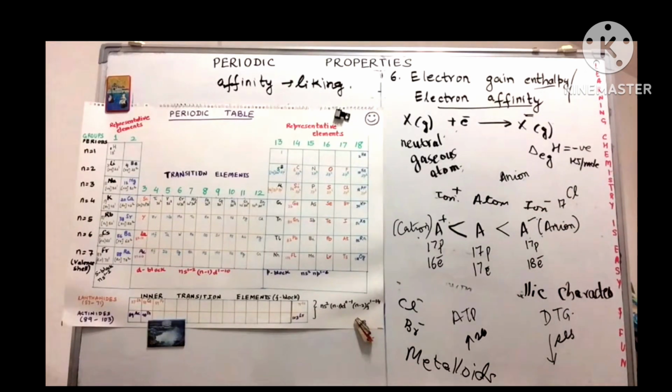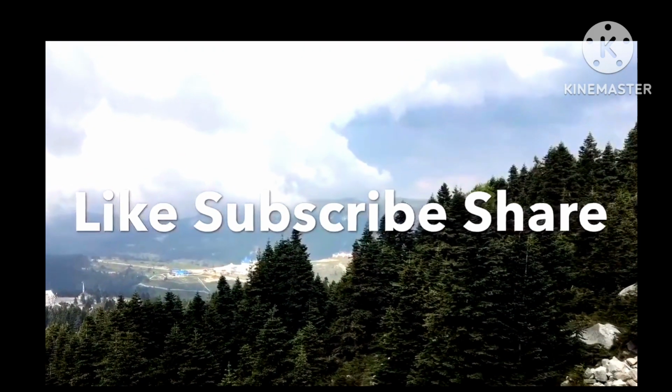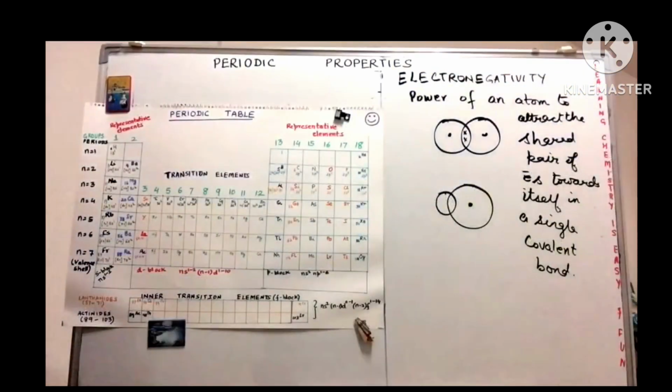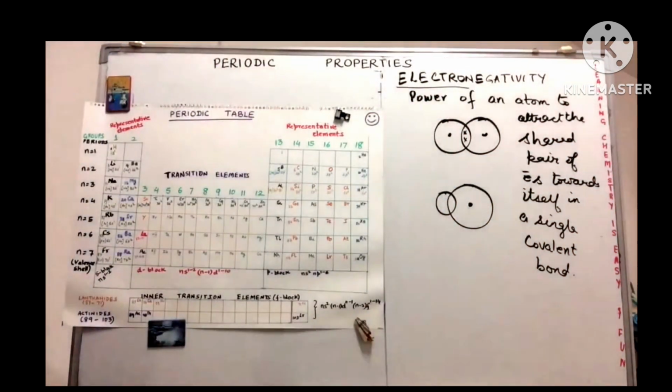Of course, there are anomalies. To understand the anomalies, make sure that you just write the electronic configuration. Five deep breaths. And we are ready to take our next periodic property, that is electronegativity. Electronegativity, again, as the name indicates, it is related to electron, right?